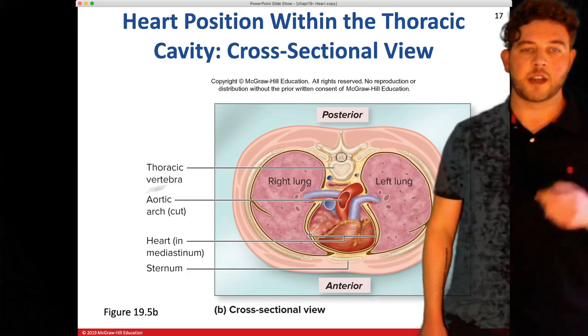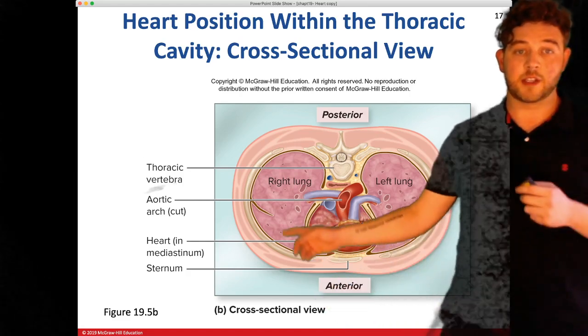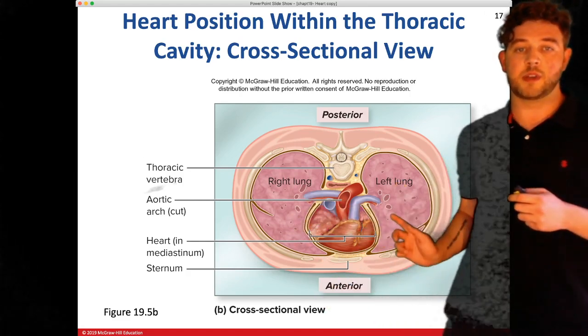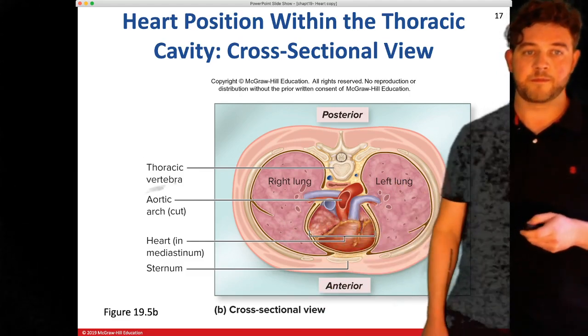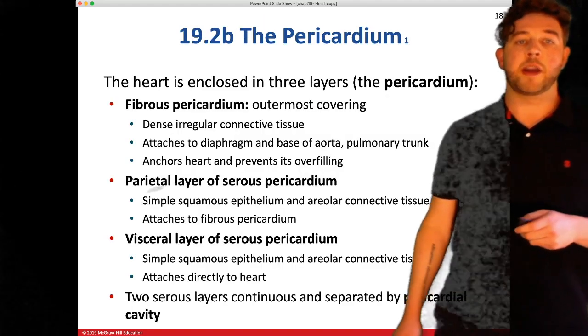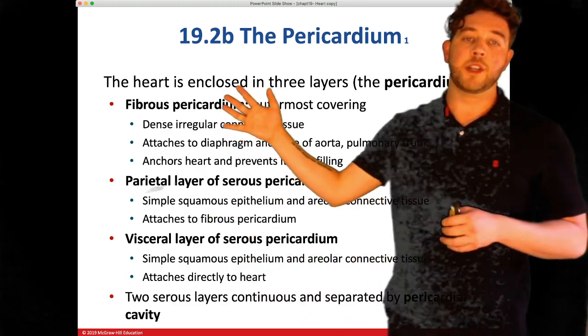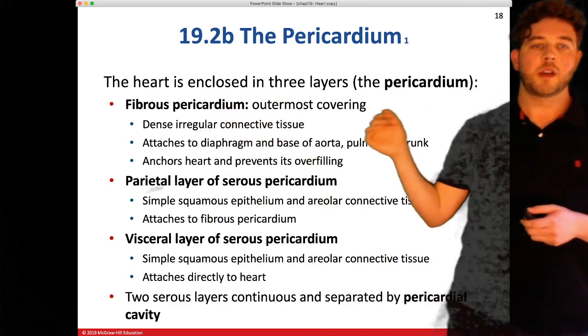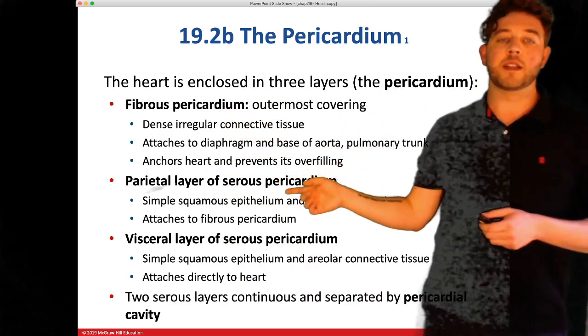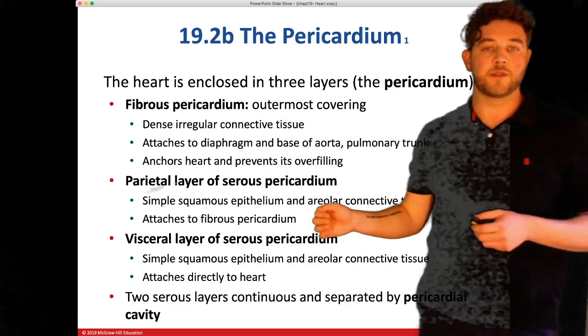And there is just a superior view of that. You can see each lung is in its own sac, and then you have your heart in its sac as well. Okay, the pericardium. This is the layers that enclose the heart collectively, so peri, around, cardium, heart. You have the fibrous pericardium, and then the parietal and visceral layers.